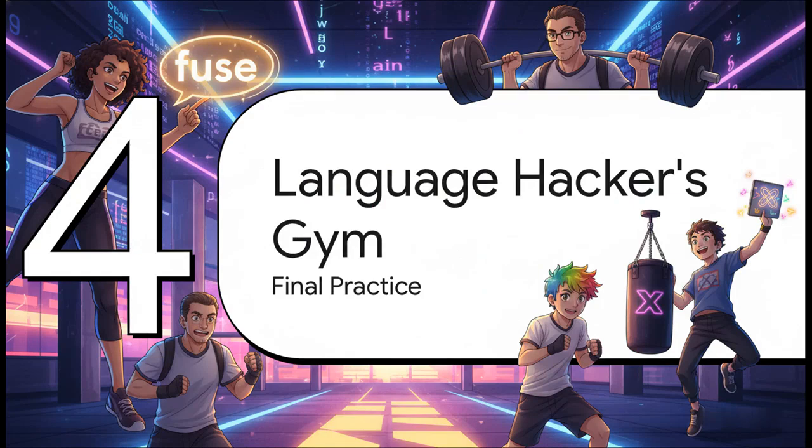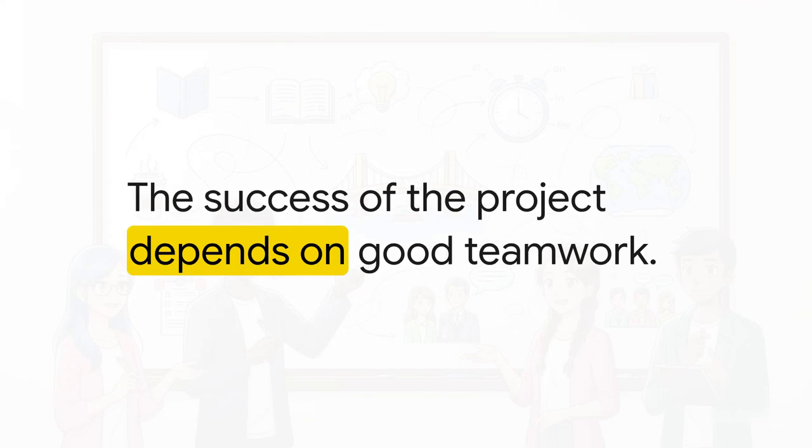Finally, category number 4, the language hacker's gym. This is our final fluency practice. We have covered so much ground today, and now it's time to lock in your new fluency hacks. I really want you to read these out loud with me, focusing on how the verb and preposition fuse together. Here is our first rep. The success of the project depends on good teamwork. Deeply emphasize that vocal connection. Depends on. Do not let any air between those two words. It is not depends on, it's depends on. Feel how incredibly natural that sounds when you just glide right through it.